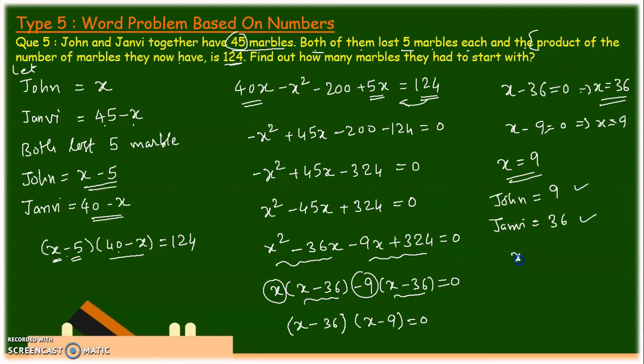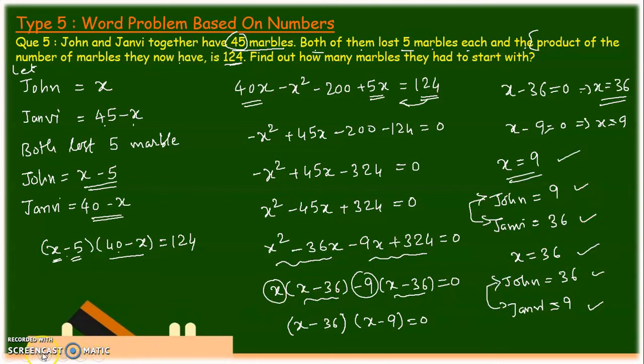And if you take x equal to 36, it means John will have 36 marbles and Janvi will have 9 marbles. So this is the other case. So both cases are possible here. So these are our answers.